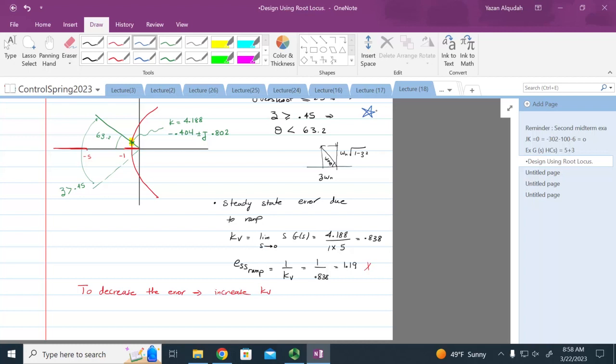What is this 4.188? You have to change. This is K, isn't it? So if I want to increase kV, what is the only factor I can control? K, isn't it? If I increase K, I can increase kV. Make sense? But why can't I increase K? If you increase K, you'd be further along the root locus, right? And then you would not be meeting your other requirement.